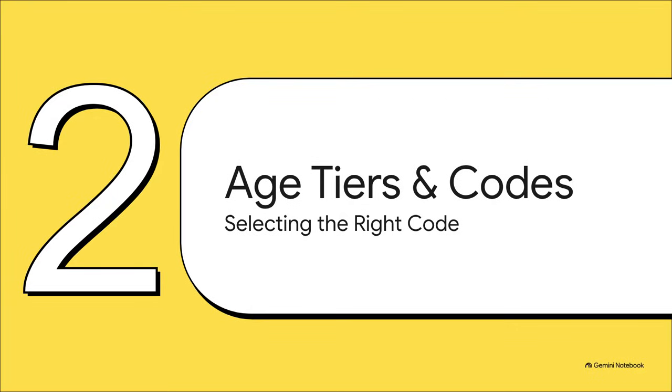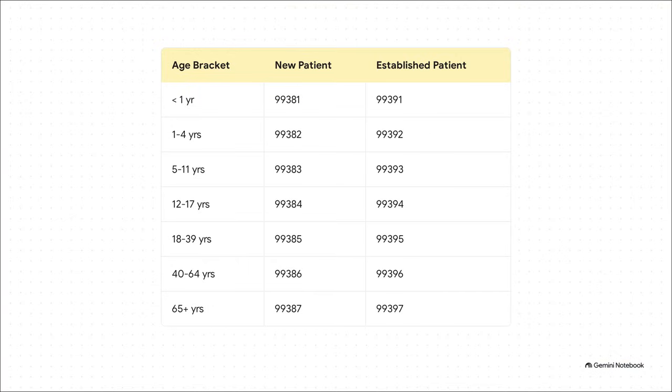Moving on to Section 2, let's talk about age tiers and code selection. Since time and MDM are off the table, what actually drives your code assignment? It's strictly down to two unwavering factors. Is the patient new or established, and what is their exact age on the date of the encounter? We have 7 distinct age tiers, and they mirror each other perfectly across 2 code families.